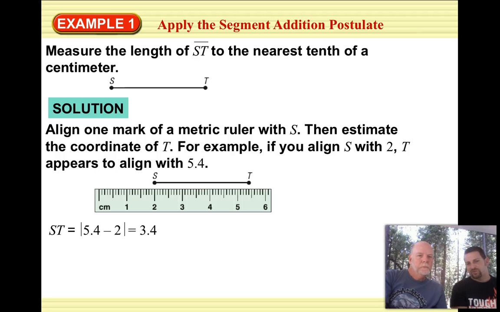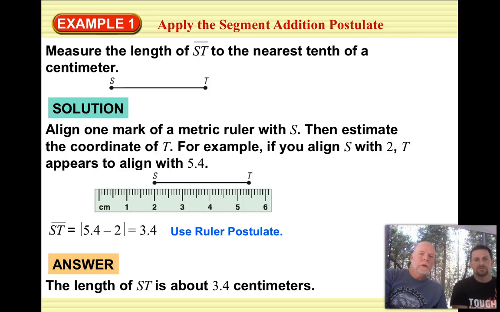The whole idea behind the absolute value here, guys, is that if you started at T and went back to S, you did 2 minus 5.4, you would get a negative 3.4. But we wouldn't want to say it's a distance of negative 3.4. We would just say it's 3.4. We don't include negatives when we talk about distance. I can't really stress that enough. It's always going to be a positive distance. So the length ends up being 3.4 centimeters for the length of that segment ST.